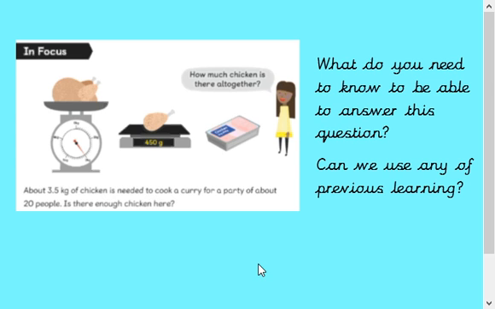Okay, our InFocus task this morning. We've got three different ways of showing the weight of chicken. The question is asking us: about 3.5 kilograms of chicken is needed to cook a curry for a party of 20 people. Don't know when they're having a party, but it's not happening here at the moment. What we need to know this morning is, is there enough chicken here?